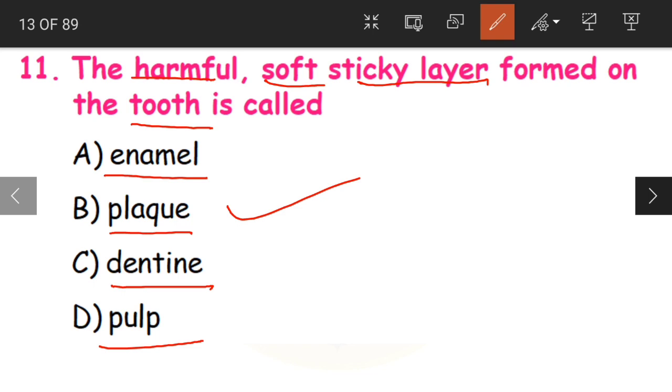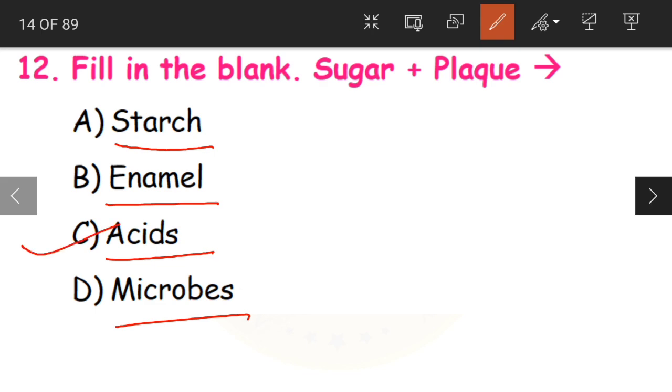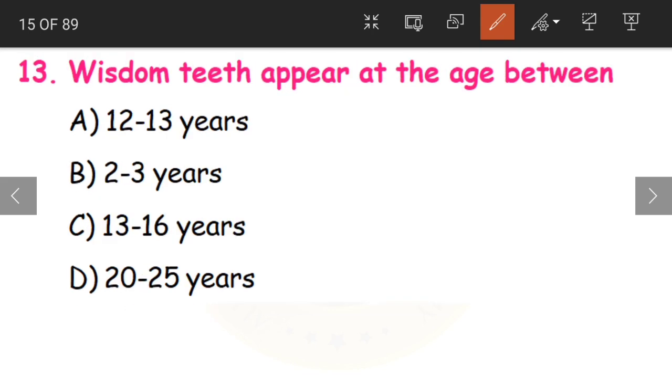Clear children? Now the next question, the 12th one, fill in the blank. Sugar plus plaque, what are we going to get from that? What we get from these two materials is starch, enamel, acids or microbes, and the answer is acids, children. That is why it is very harmful for our tooth, because acid is very dangerous. So C is the answer.